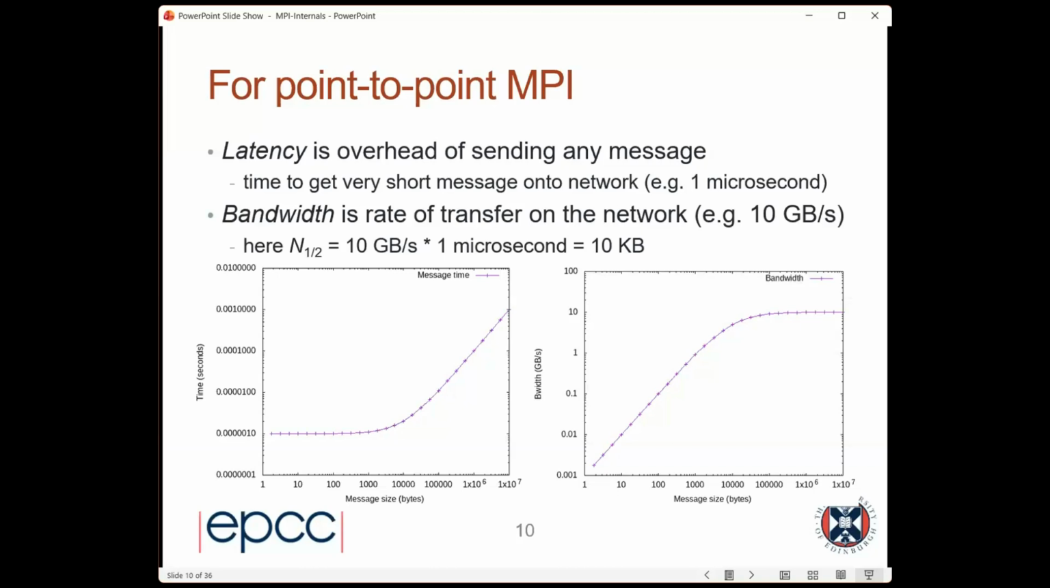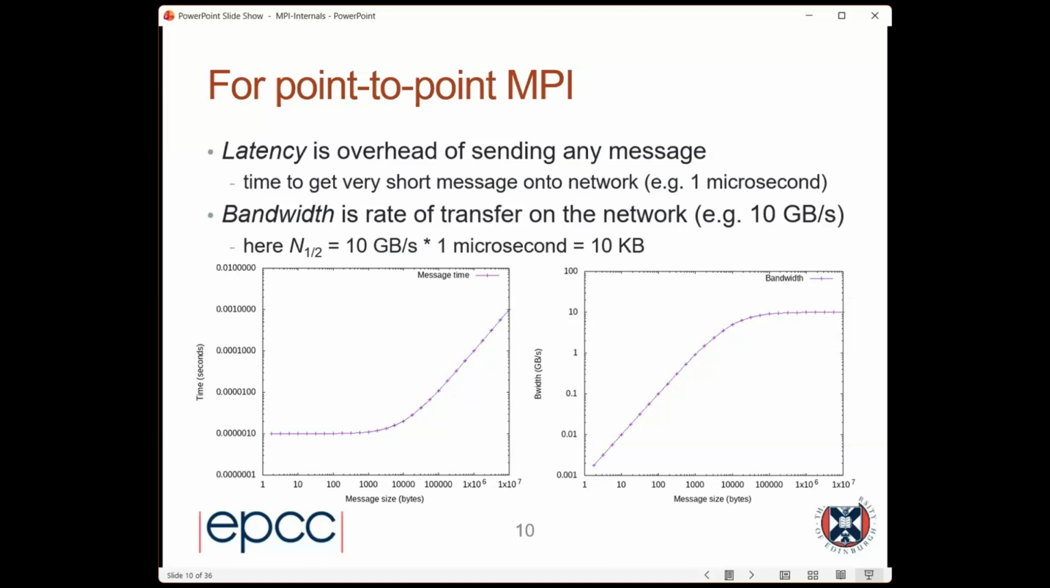It's the time to get a very short message, a 1 byte, 0 byte message, onto the network. And a typical number there, and we'll measure what this is when we go on to ARCHER2, is about a microsecond. It is measured in microseconds.